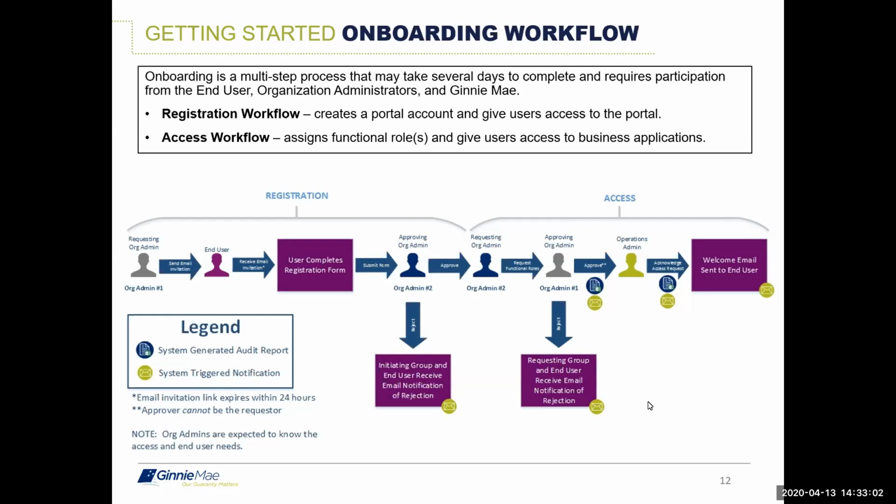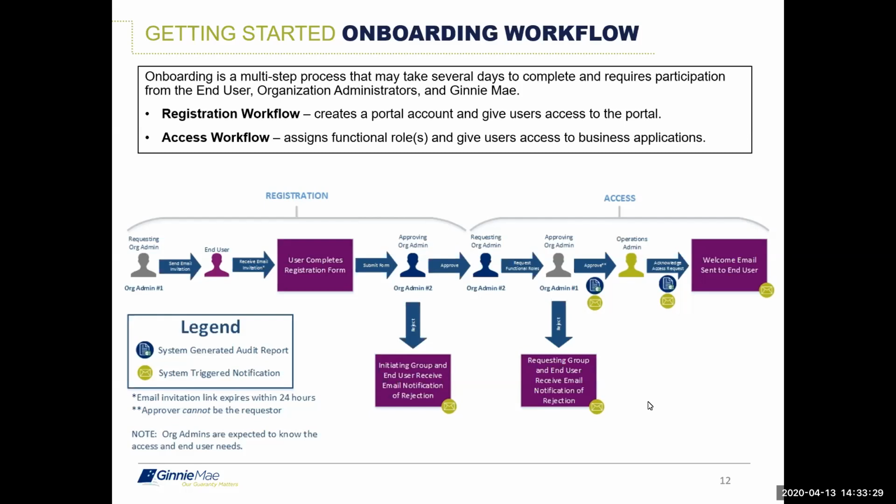an organization administrator. We'll call them org admin number 1. That organization administrator is going to send an email invitation to an end user, inviting them to complete a new user registration form. That user will complete the form and submit it, and then it comes back through the system, and the organization administrators are notified that that request or that form is there.